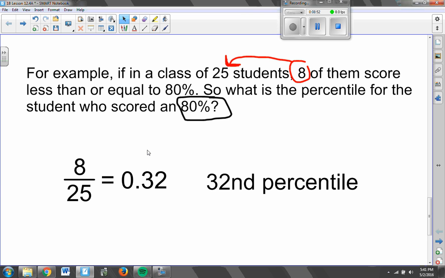So we can find percentile for any data point we want in any data set ever. So be on the lookout for me asking for a certain percentile for 80% or for a 5 or for a certain data point.